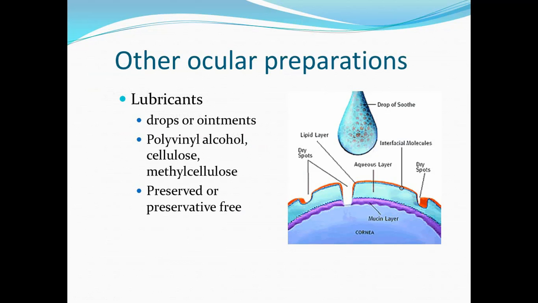The other medications include lubricants, which are one of the most common medications used for dry eye. They are available as eye drops or eye ointments. They include polyvinyl alcohol, cellulose, or methyl cellulose. They are usually available as preservative free, or some of them have preservatives like benzalkonium chloride.